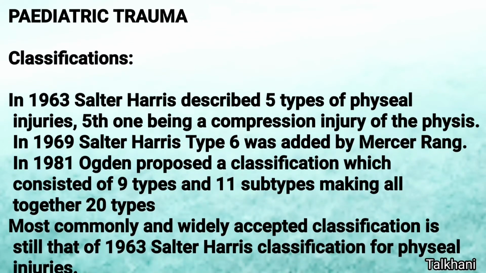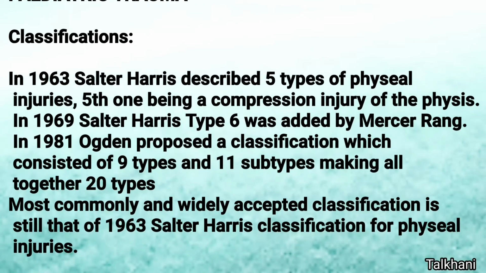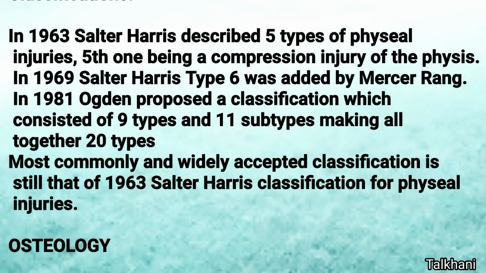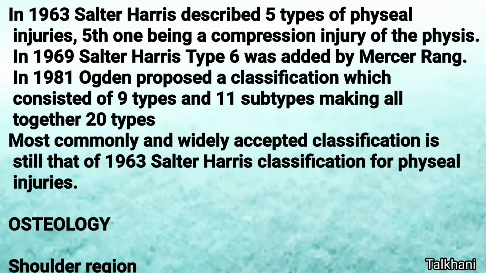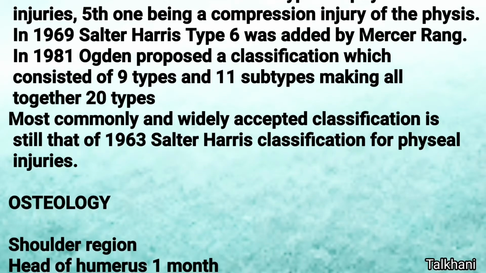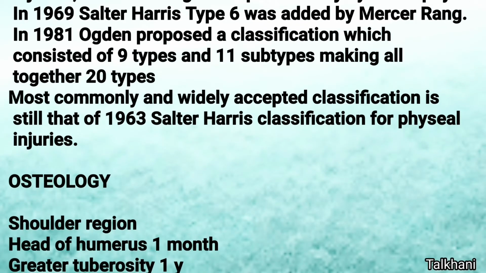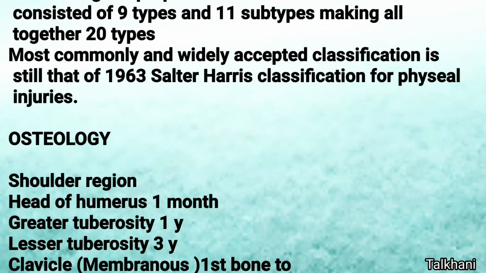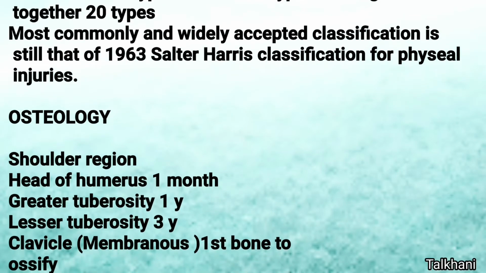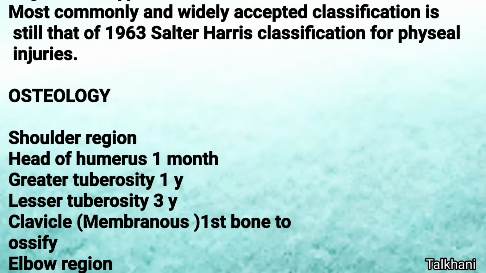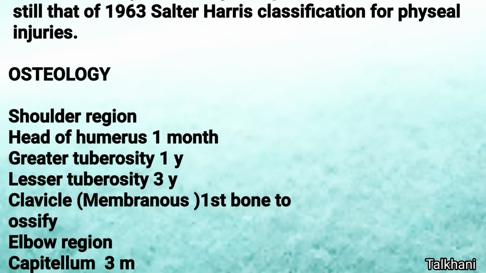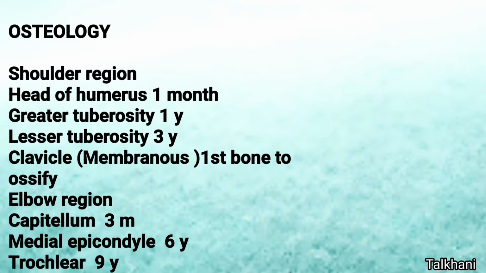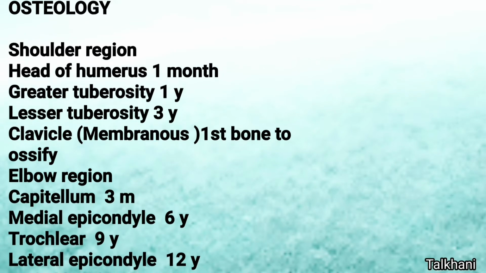In 1963, Salter Harris described 5 types of physeal injuries, the fifth one being a compression injury of the physis. In 1969, Salter Harris type 6 was added by Mercer Rang. In 1981, Ogden proposed a classification which consisted of 9 types and 11 subtypes, making altogether 20 types. Most commonly and widely accepted classification is still that of 1963 Salter Harris classification for physeal injuries.